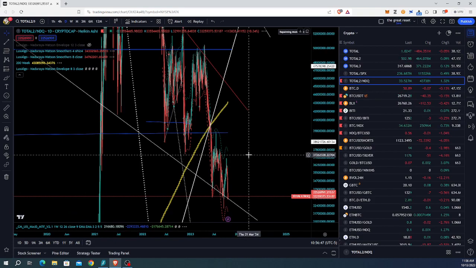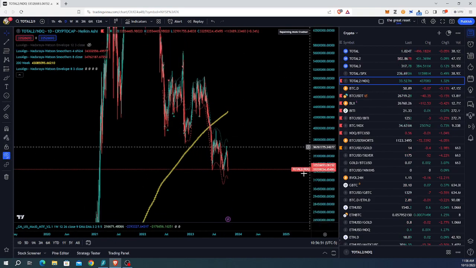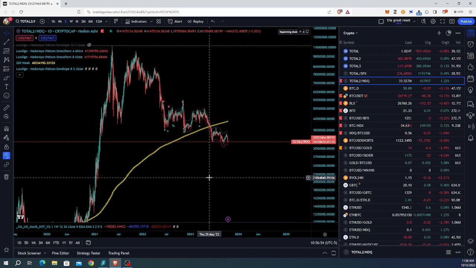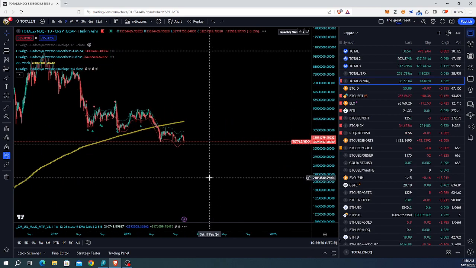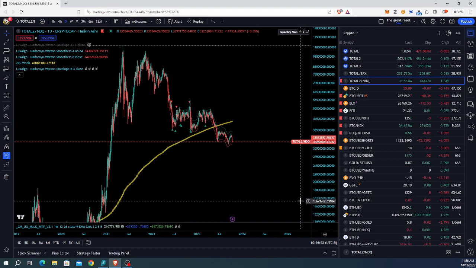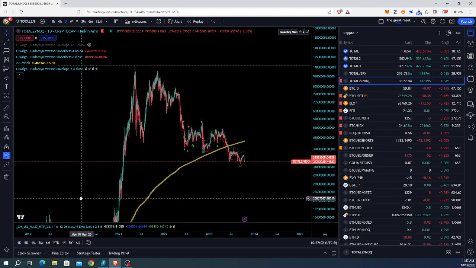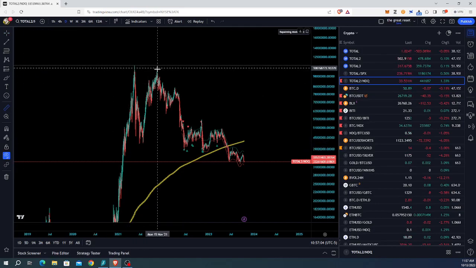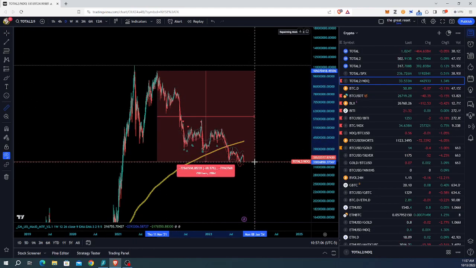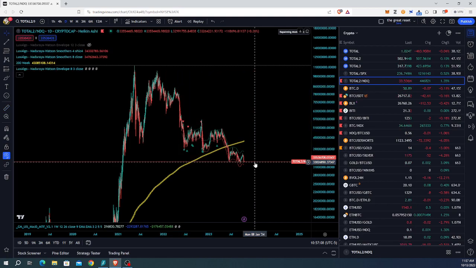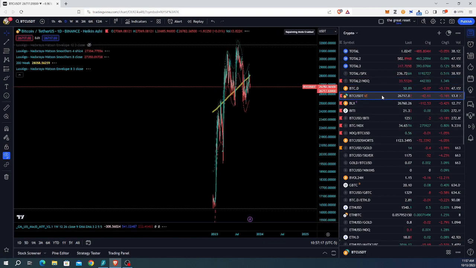If we look at Total 2 divided by NASDAQ, even worse situation. Let's get rid of this. So everything but Bitcoin divided by a high beta tech index. Well, you can see really since November 2021, you're down 70%, even though the stock market's been really volatile. That to me doesn't really look good for Bitcoin.